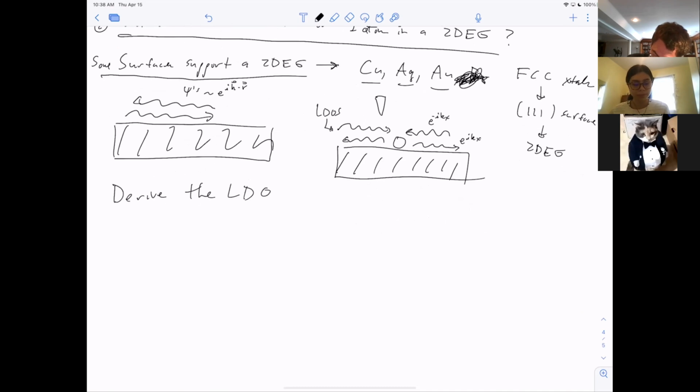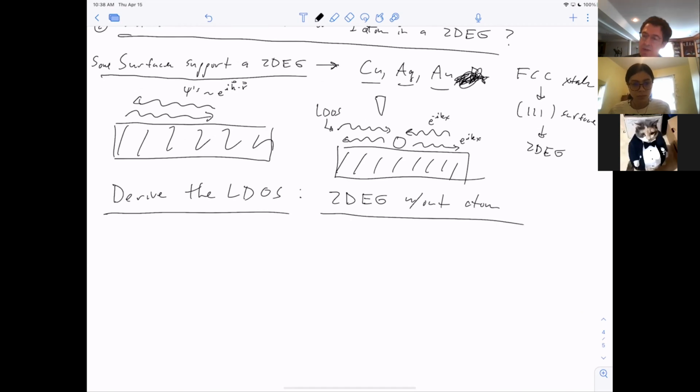Before we do anything, let's derive the local density of states for a two-dimensional electron gas without the atom. This is basically what happens when the STM is just looking at the surface of, say, copper. Let's pick copper. If we're looking at copper and there's just a two-dimensional electron gas at the surface without any atoms added, just the perfect surface, what do we see? Let's calculate that, because what we see is the LDOS.